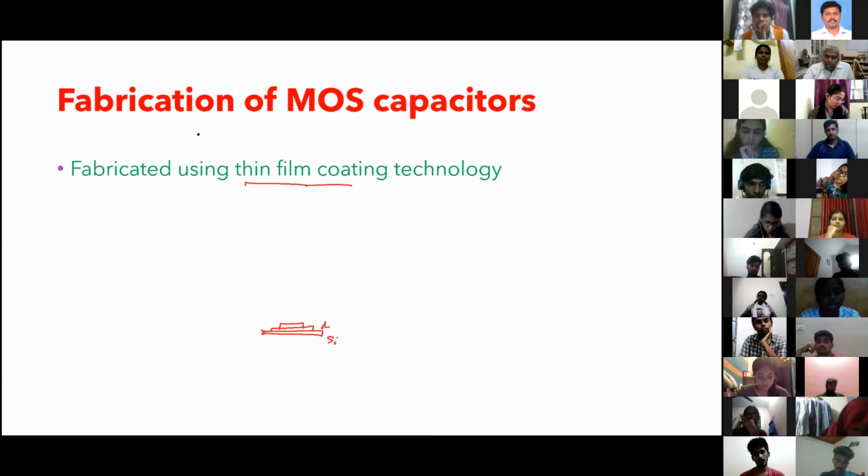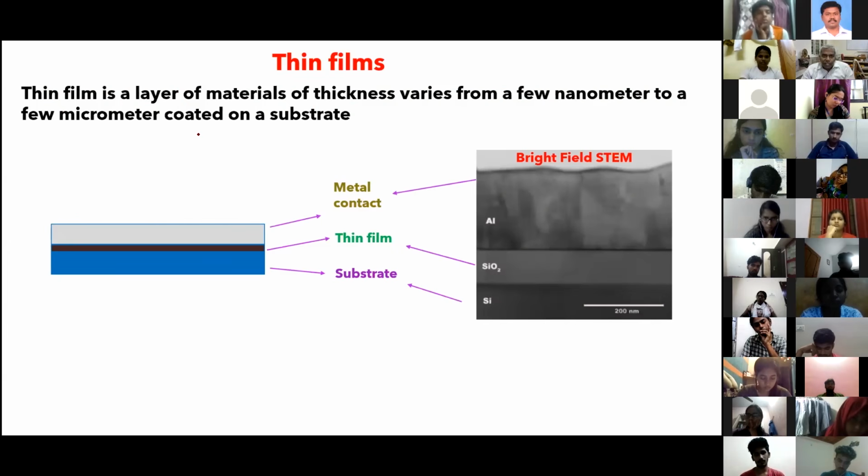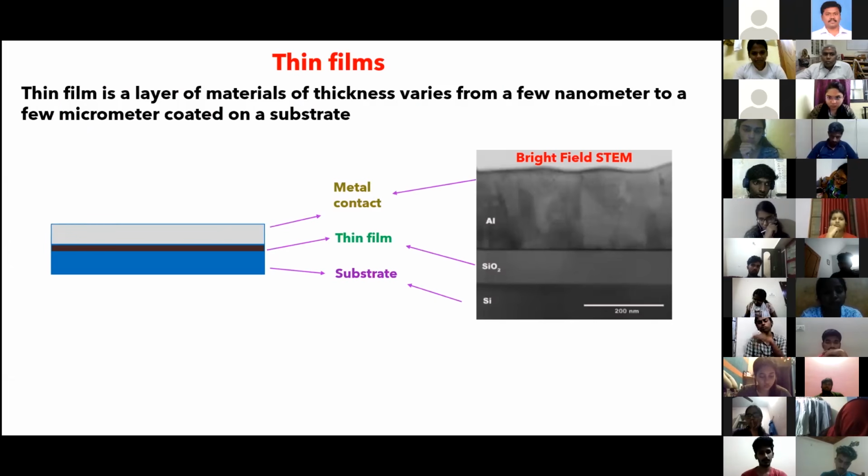I'm going to list some of these technologies and methodologies. If you have any questions, we can discuss that. These are the thin films, and we are supposed to coat thin films here. A thin film is a layer of material whose thickness varies from a few nanometers to a few micrometers, coated on a substrate. You can coat it on any substrate.